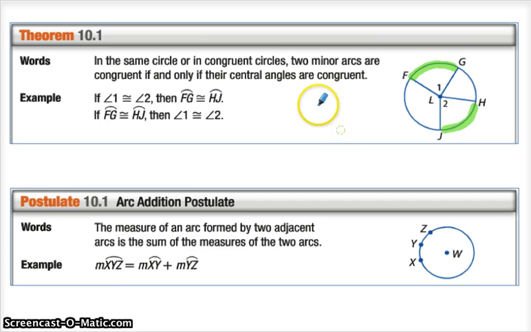And it could be that there is a different circle that was congruent to this circle, had the same radius, and had another angle in it that was congruent to 1 or 2, then its arc would be congruent to those also. Arc addition is just like segment addition.